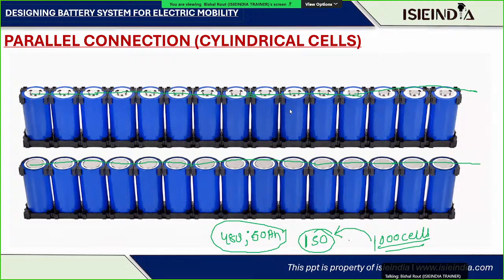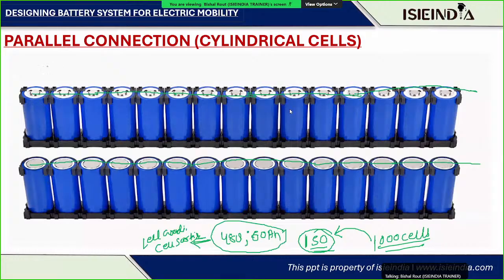And in order to select 150 cells, what do we have to do? We have to use something called cell grading, something called cell sorting, right? So by cell grading and cell sorting, we have to select 150 cells from this 1,000 cells. Then we are able to connect them in series and parallel connection. Is this clear to you? Do you have any doubt why 150 cells are required?